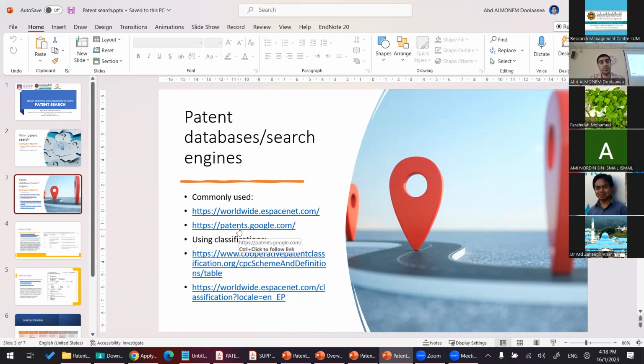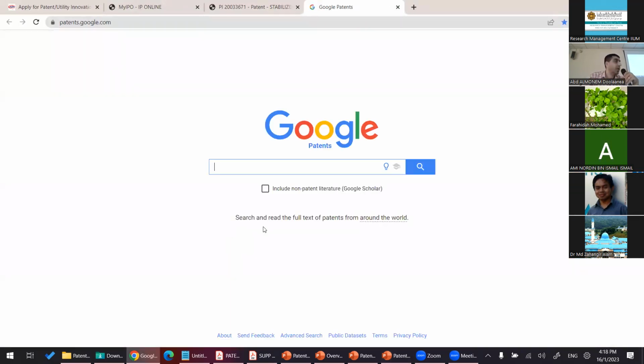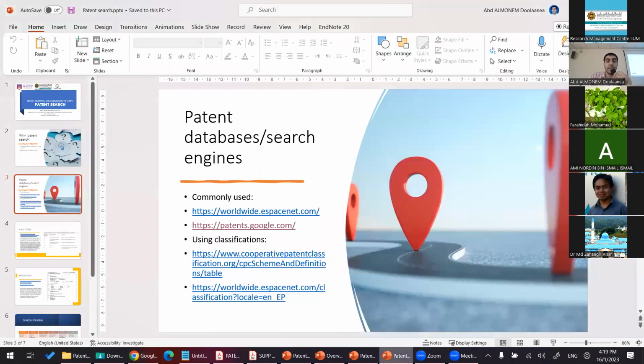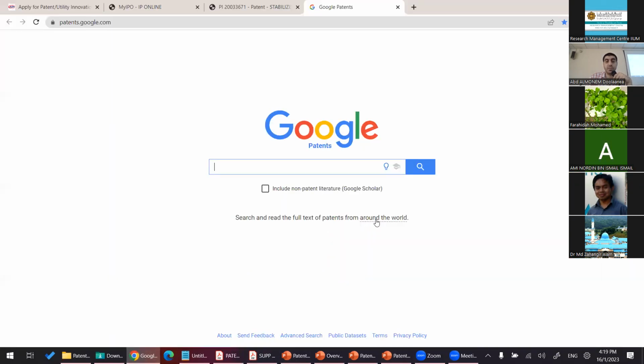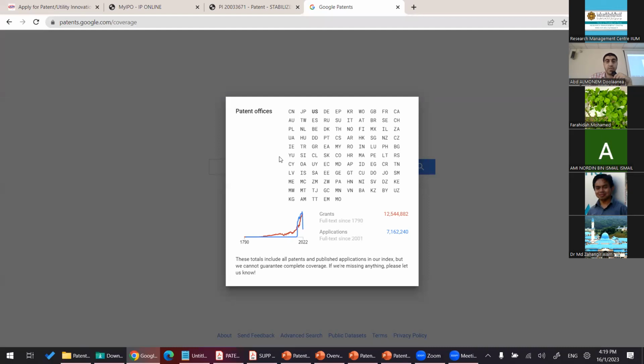Free. Because I want to use the browser directly. So if you go for Google Patent, okay, the coverage of Google Patent, you will see it here. This is patent offices covered, a lot. US, Japan, China. No, this is Malaysia, but I think Malaysia only abstract. So total, actually, a lot.